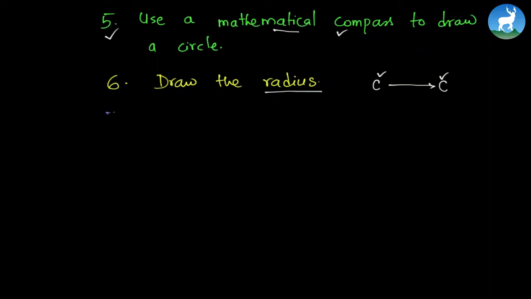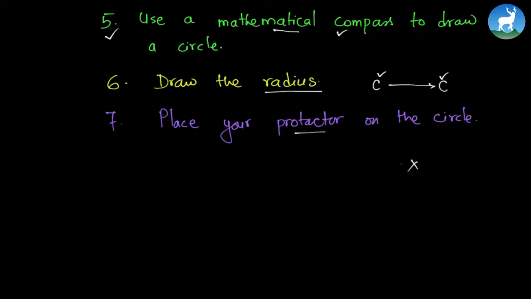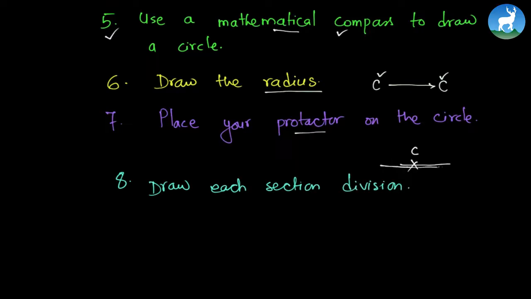Afterwards, what we have in step number 7 is place your protractor on the circle. Place your protractor in such a way that the little cross here exactly follows in the center. The cross should be in the center, and from there now you're going to draw the segments. Step number 8, you're going to draw each section. Draw each section division. Right, after putting the crosshair of your protractor in the center, from here you're going to draw the angles or the lines, right?